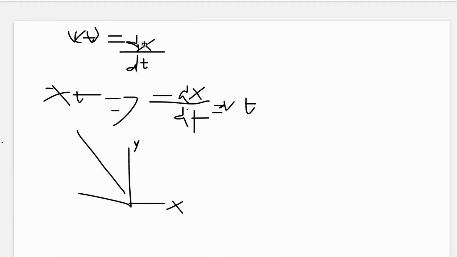Questions: what if we change x to negative x? So we know that velocity equals dx/dt. However, if we had a negative x, the derivative of that would also be negative, making the velocity negative. So it could be represented by this graph right here.